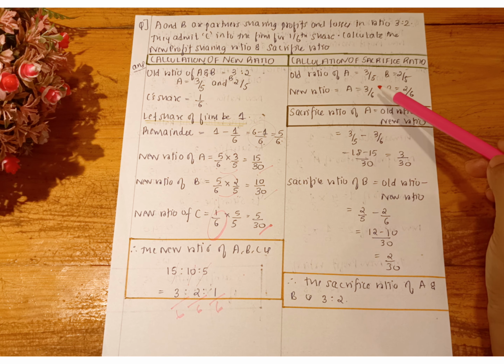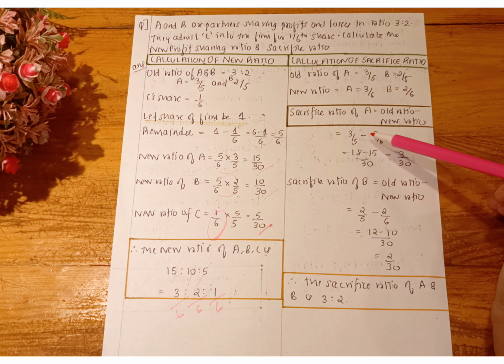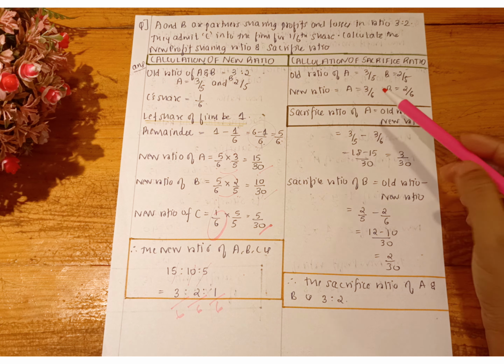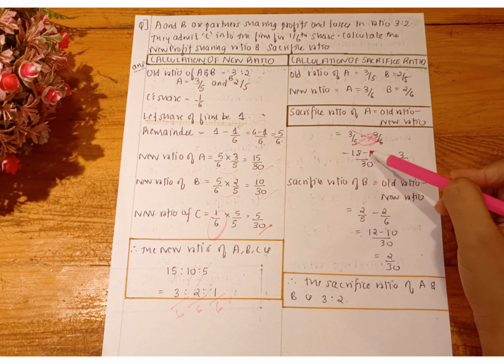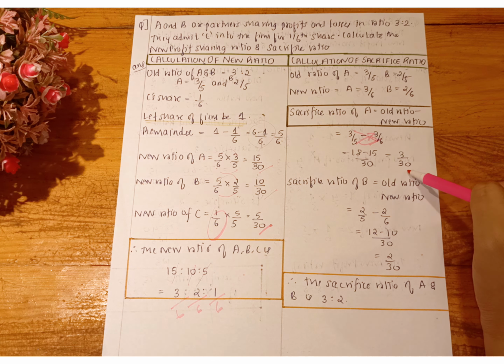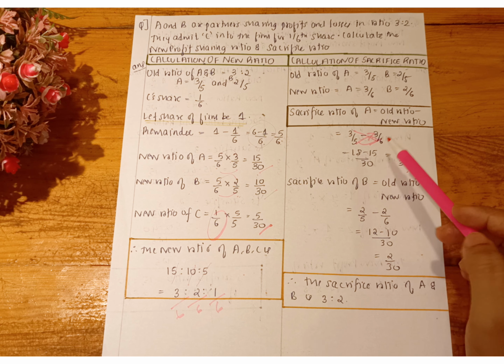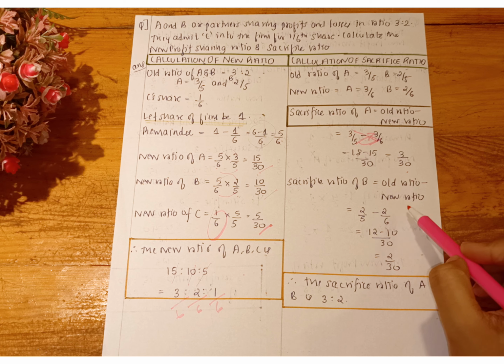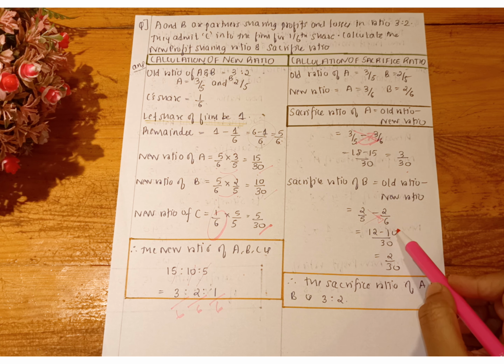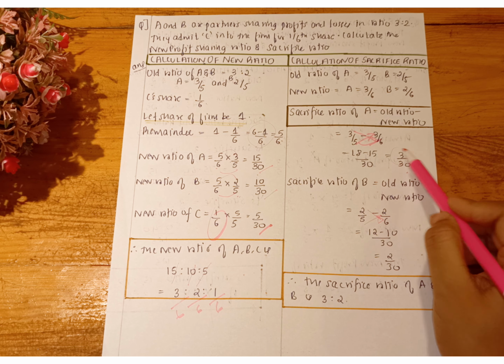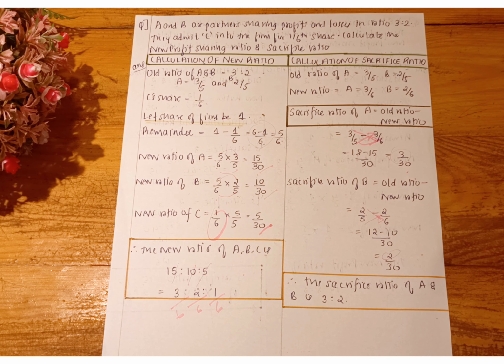So when you are solving for A, old ratio is 3/5 minus new ratio is 3/6. So cross multiply. 3 6s are 18 minus 5 3s are 15, divided by 5 6s are 30. 18 minus 15 will be 3/30. Similarly for B, the old ratio is 2/5, new ratio is 2/6. 2 6s are 12 minus 2 5s are 10. That will be 2/30. Therefore our ratio is 3:2. Okay.